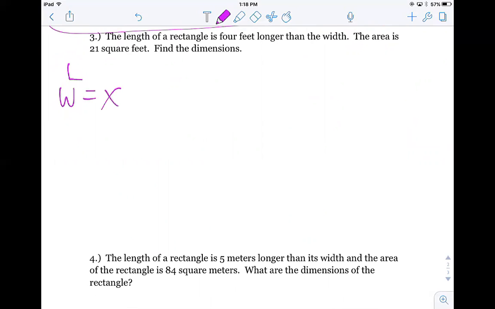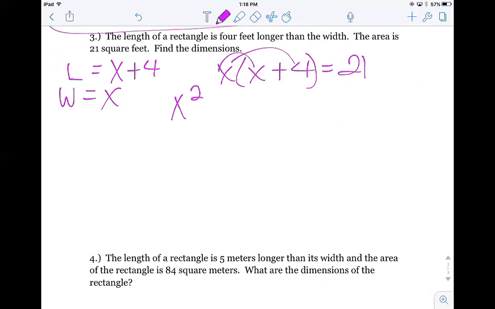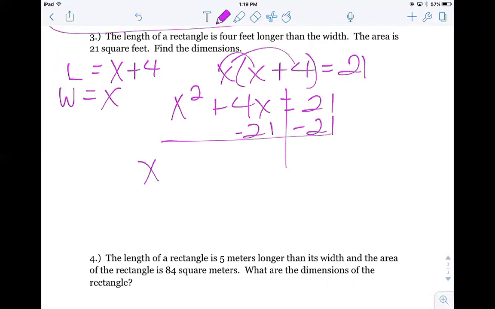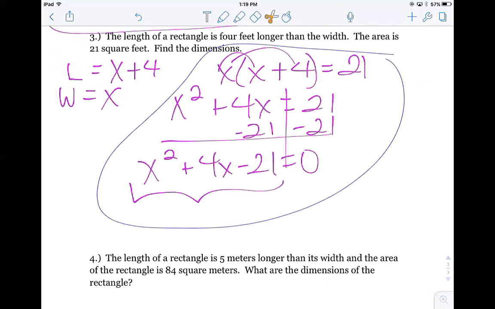So the width we don't know. But we know the length is 4 feet longer than the width. So we're going to do x plus 4. So we're going to take our x and our x plus 4, and we're going to multiply them together and set them equal to the area, which is 21. So we're going to distribute inside the parentheses. We're going to subtract 21 over. So we have x squared plus 4x minus 21 now equals 0. And from here, you're going to do your rectangle and your diamond.